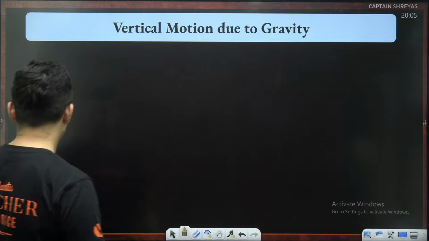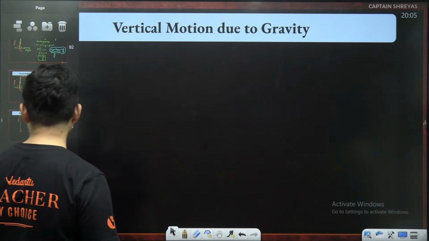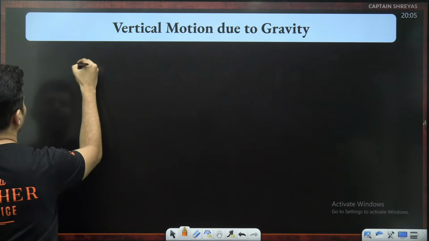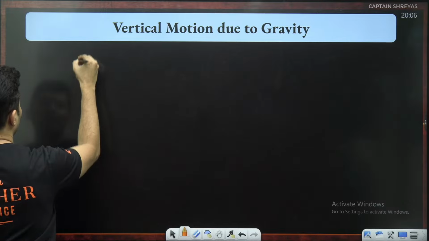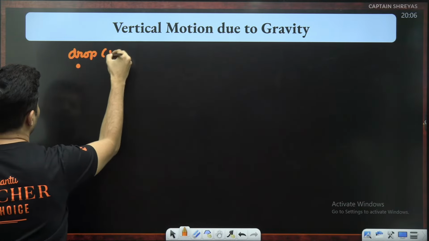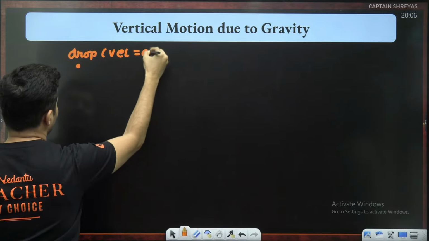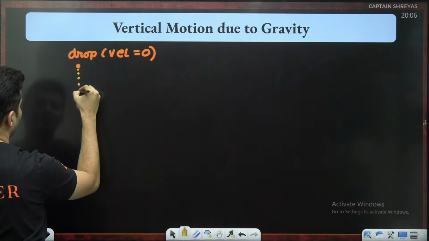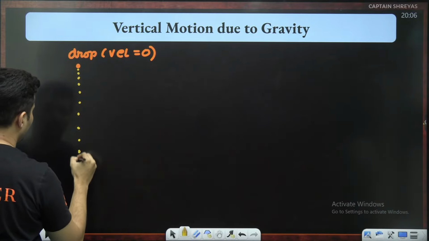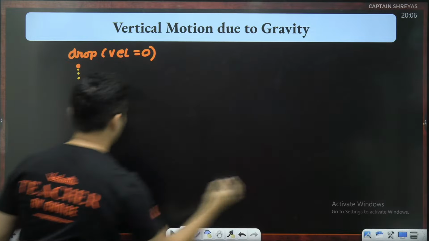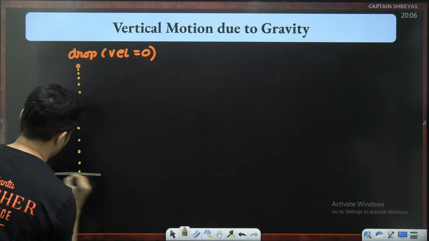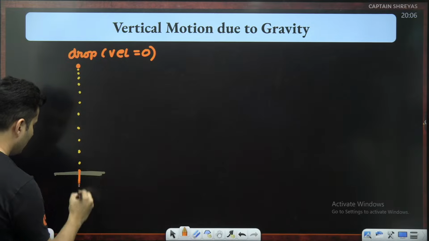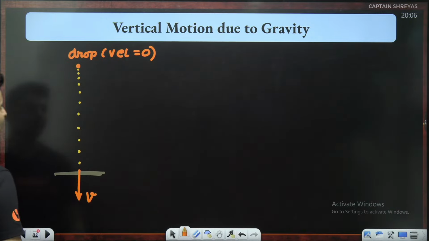So one such special case is motion under gravity, where you drop something from a tower. So let's do that. You are dropping something. That means velocity is basically 0. So it slowly begins to accelerate, increase the speed, and it hits the ground over here with some nice speed v.